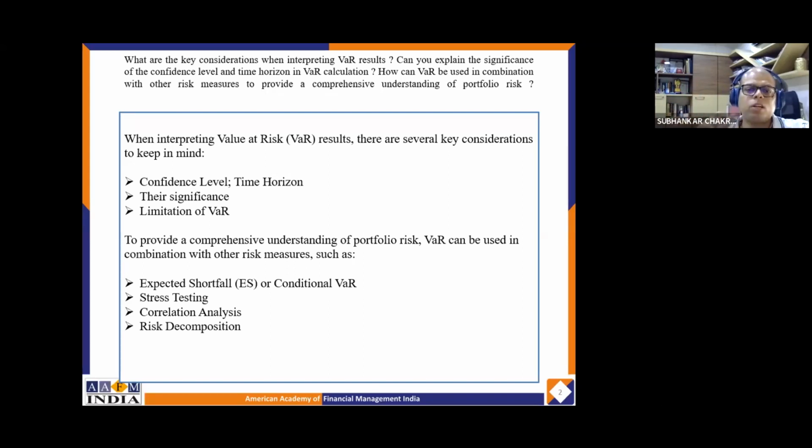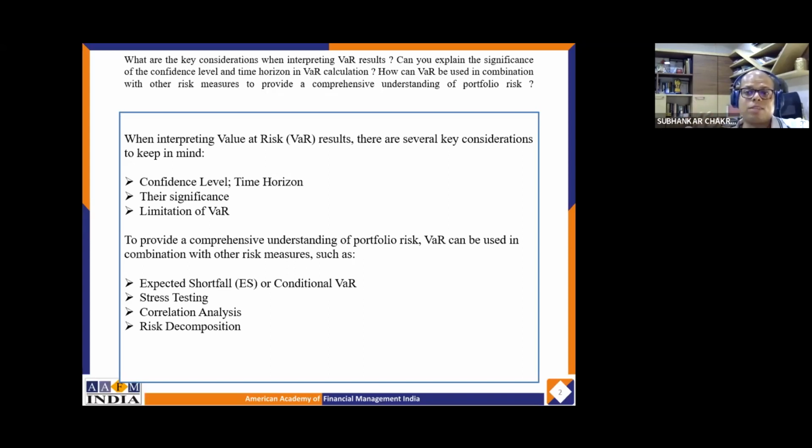So expected shortfall, or conditional VaR, gives you an understanding of how much the loss will be if an event happens which comes under that 5% part, whether the loss is going to be this much or more. So that quantifies the loss. Kitna nuksan hoga wo bata deta hai.